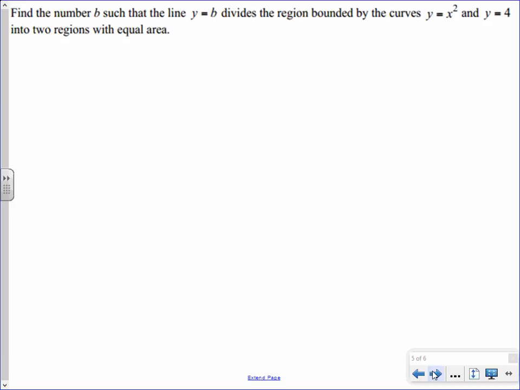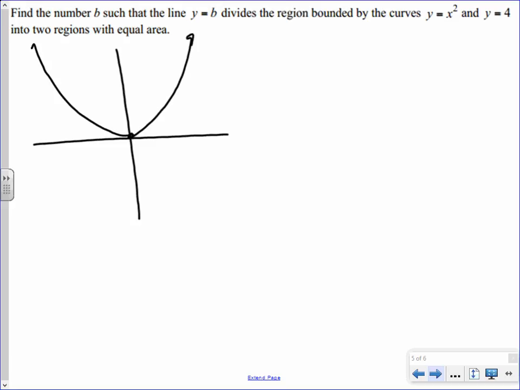All right, so we're going to do a fun example here, kind of an out-of-the-box example, if you will. So just follow along with me. Do the best you can. So I want to know the number b, where y equals some number b divides the region y equals x squared and y equals 4 into 2 equal areas. So this is what we are working with. We have y equals x squared is our nice parabola, and then we have the line y equals 4.